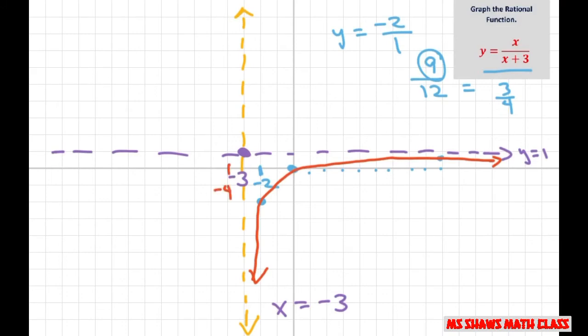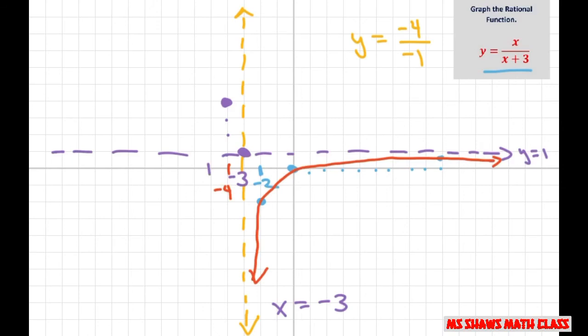Now, let's see what's going on with -4. I want to see what's going on the other side of this vertical asymptote. If I plug in negative 4, I get negative 4 divided by negative 1, which is 4. So at negative 4, let's go up to 4: 1, 2, 3, 4. So there's that point. And let's look at negative 5. That'd be negative 5 divided by negative 5 plus 3, which is negative 2, which gives 2.5. So at negative 5, that goes about 2.5.